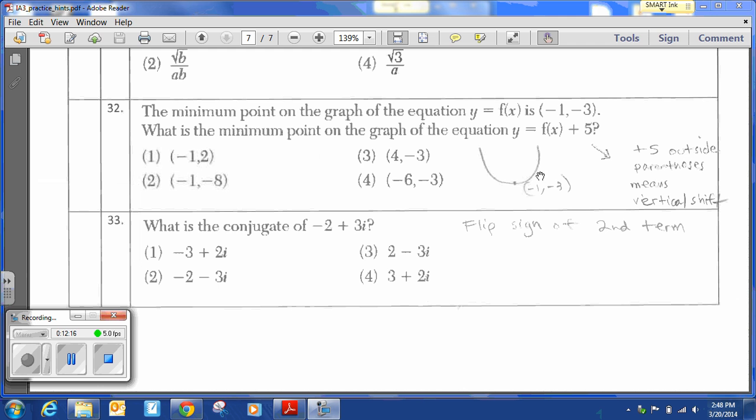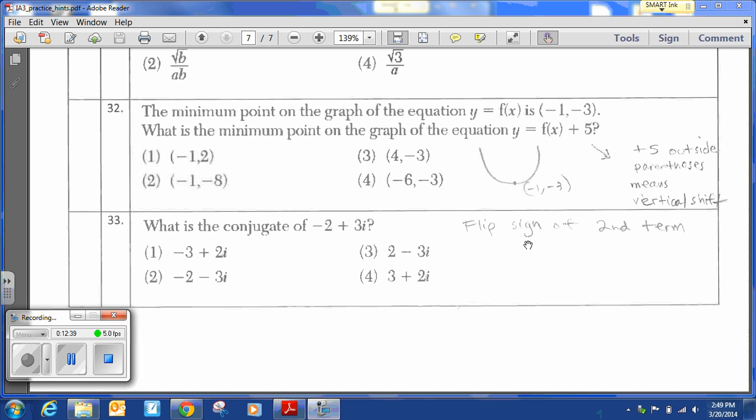Number 32, this is a transformation. Specifically, when you have f of x plus 5, this plus 5 is outside the parentheses, which means it's a vertical shift. It means that you're actually shifting this up 5 units. So if your minimum point is (-1, -3), you're actually adding 5 to this ordered pair.